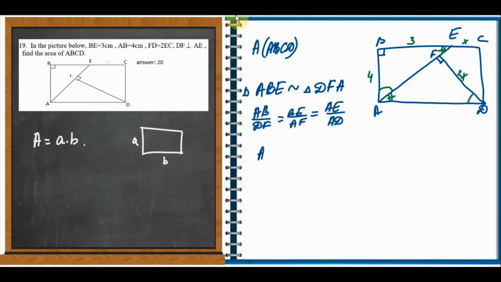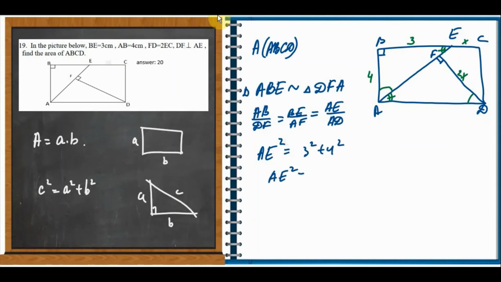Now after writing this, we can actually find AE. We can find AE with the Pythagorean theorem. I hope you know what the Pythagorean theorem is. It's very famous. So c squared, the hypotenuse, is going to be a squared plus b squared. Now we have AE squared equals 3 squared plus 4 squared. AE squared is going to be 25 and AE is going to be 5.